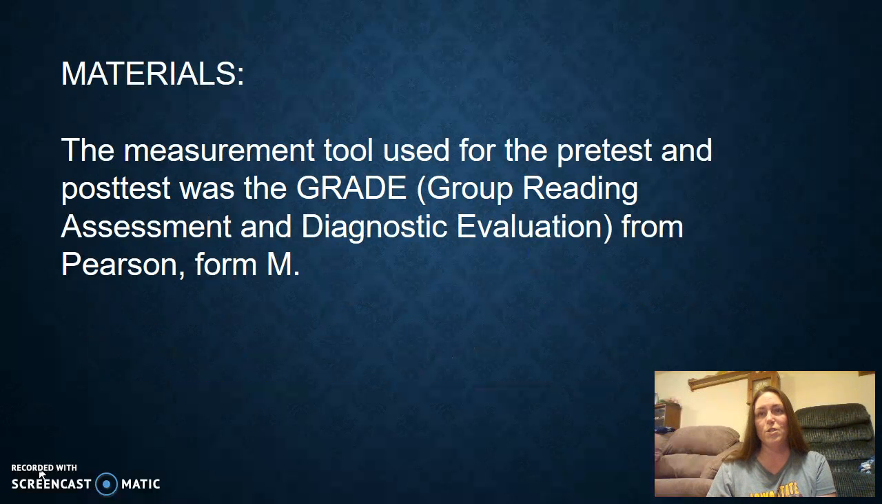The measurement testing tool used from Pearson was called the GRADE, the Group Reading Assessment and Diagnostic Evaluation. The form used was for 6th grade, and the participants were given 2 different versions, one for a pretest and one for a post-test. Another teacher in my building scored these tests for me for both of the groups and both tests.